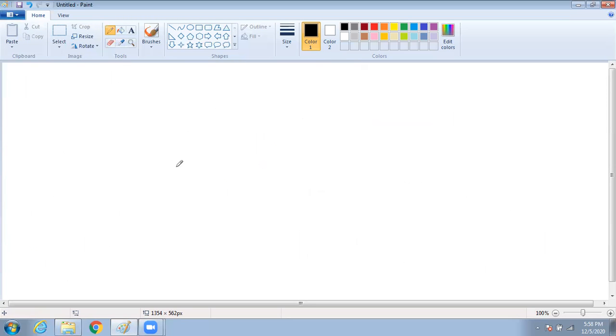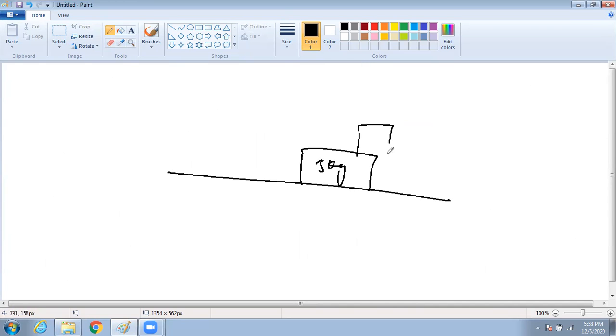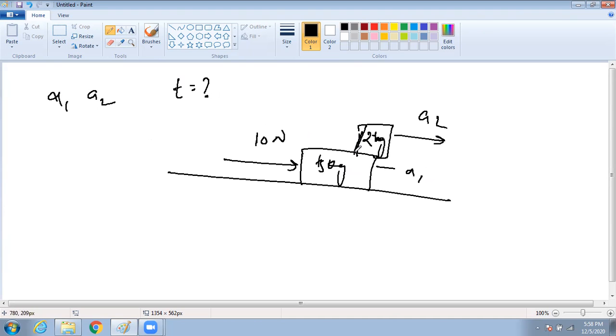Same. You have a body of 5 kg, and on top of that you have 2 kg. This is A2, this is A1, and I am giving a force of 10 Newton. It is also telling us to find out A1, A2, and one more question: how much time will it take for the 2 kg mass to fall on the ground? Here an additional question is given.